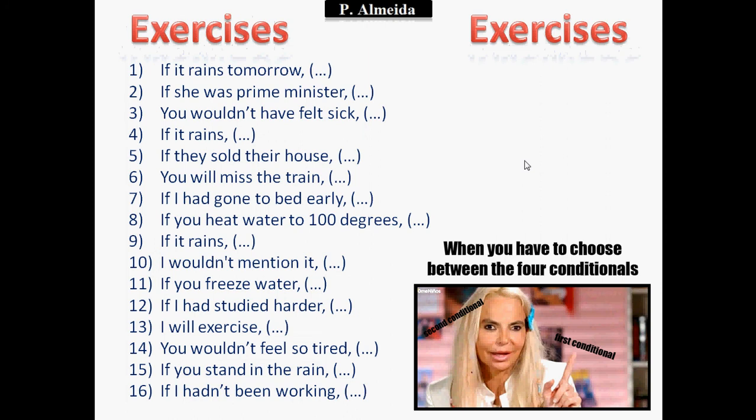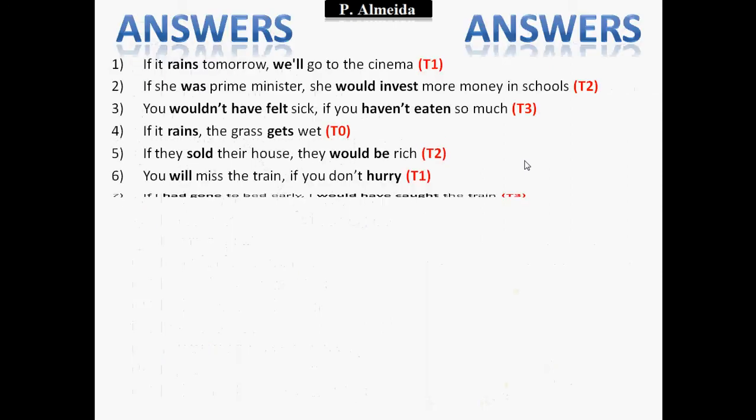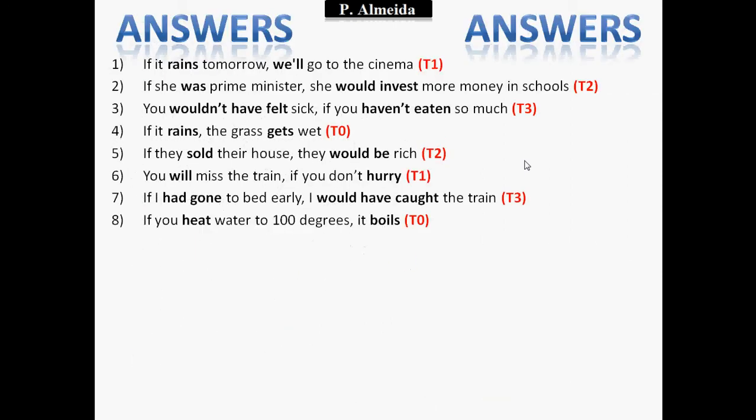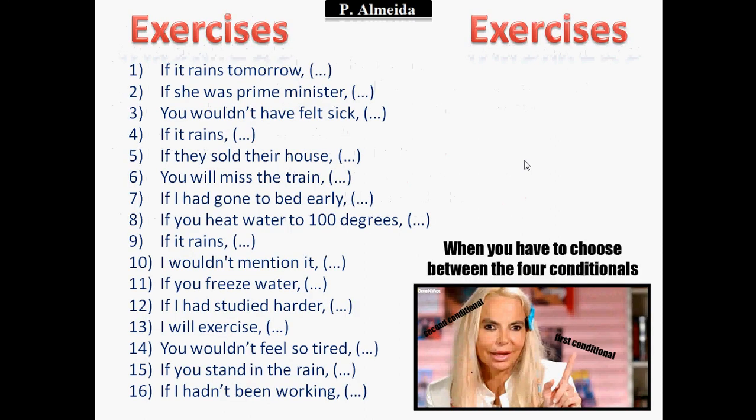8. If you heat water to 100 degrees, so now I'm talking about something that I know is going to happen. So it boils. So it's a type 0 conditional because it's a true event, okay? So past simple, present simple, present simple.